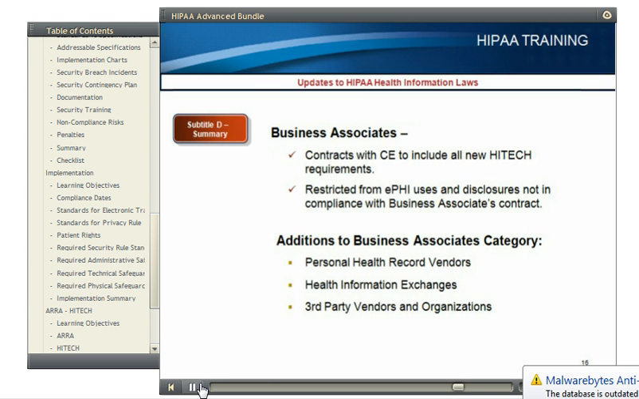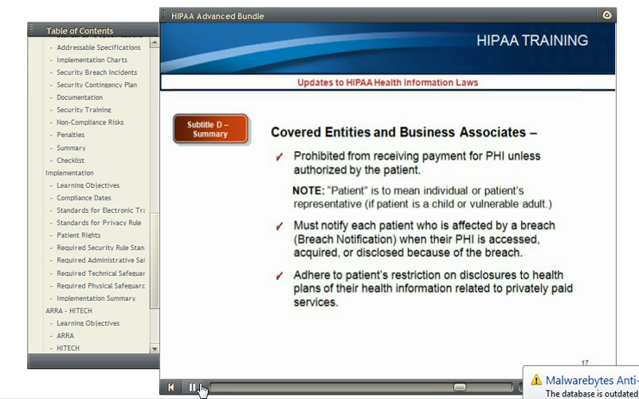Business associates' contracts with CEs must include all new high-tech requirements, and they are restricted from EPHI uses and disclosures not in compliance with the business associates contract. Additions to the business associates category: personal health record vendors, health information exchanges, and third-party vendors and organizations. Covered entities and business associates are prohibited from receiving payment for PHI unless authorized by the patient.